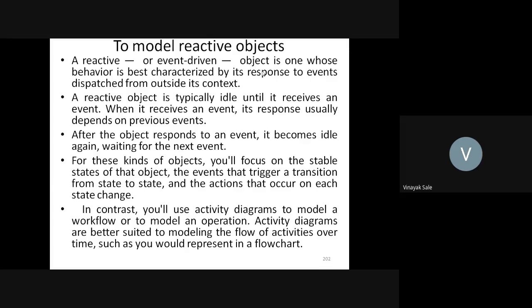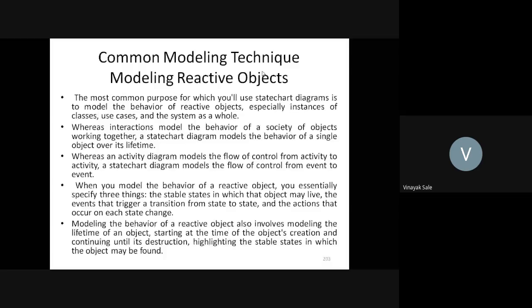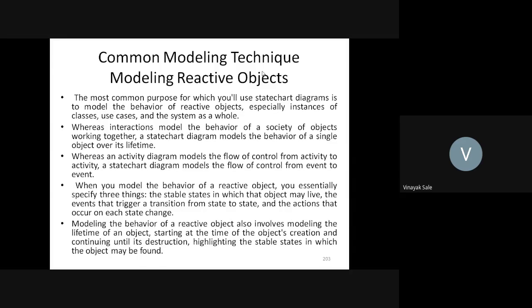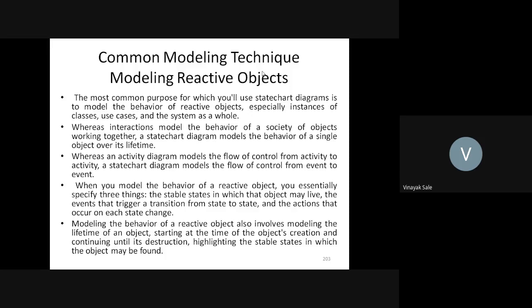So, what are the common modeling techniques? The most common purpose for which you will use state chart diagrams is to model the behavior of reactive objects, especially instances of classes, use cases, and the system as a whole, whereas interaction diagrams model the behavior of a society of objects working together. A state chart diagram models the behavior of a single object over its lifetime. The activity diagram models the flow of control from activity to activity, whereas the state chart diagram models the flow of control from event to event.